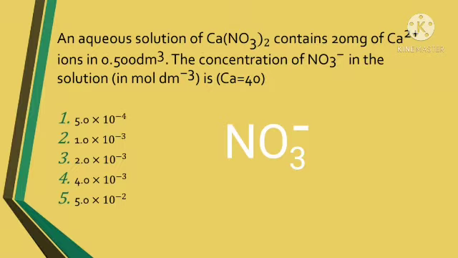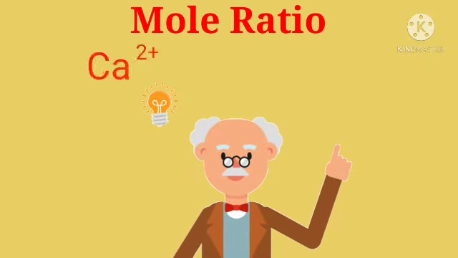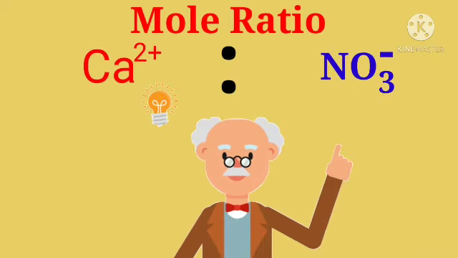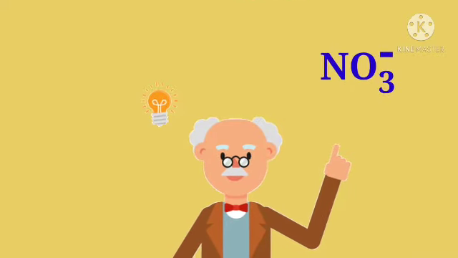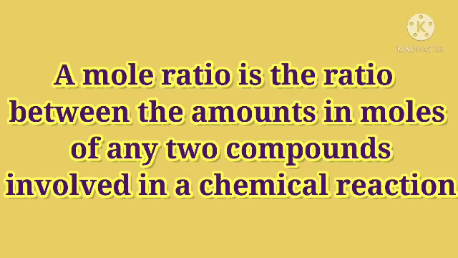Wait, the problem is that in the question they are asking about the NO3- ion concentration or molarity. They haven't given any information regarding NO3-. So how can we solve this problem? Idea: if we find the mole ratio between Ca2+ ions and NO3- ions, then we can find the moles of NO3- ions indirectly. A mole ratio is the ratio between the amounts in moles of any two compounds involved in a chemical reaction.